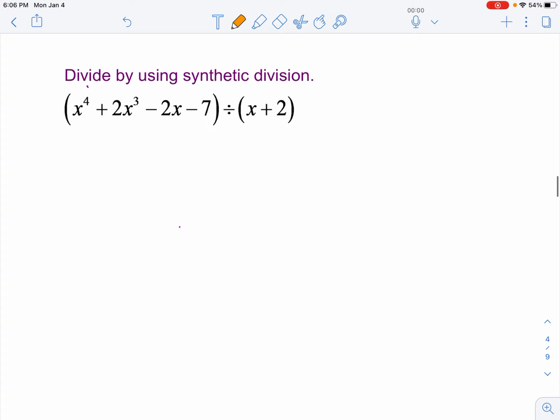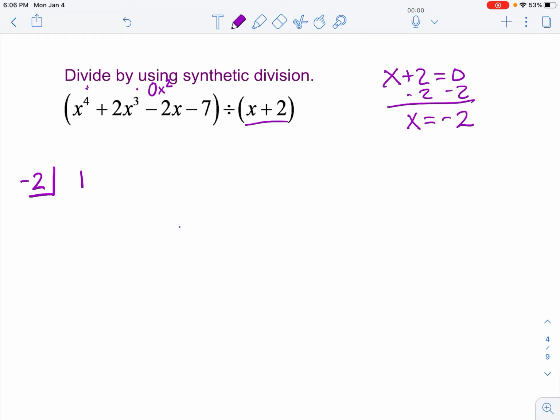next problem. Start off with what we're dividing by. X plus 2 equals 0. Subtract the 2 over. So x equals negative 2. You put that in the box. And now we check our exponents. We have 4, 3. We do not have an x squared, so we got to put a 0, x squared. We still have to do placeholders. 1, nothing. So now let's write down the numbers in front. We have a 1, a 2, a 0, a negative 2, and a negative 7.